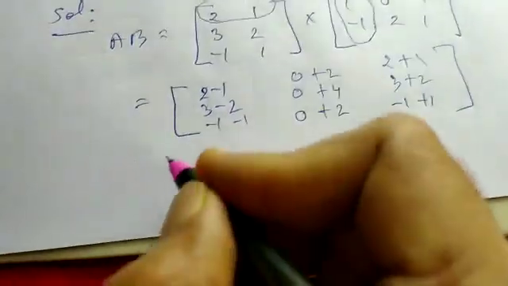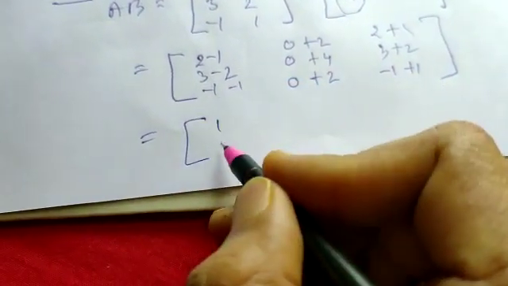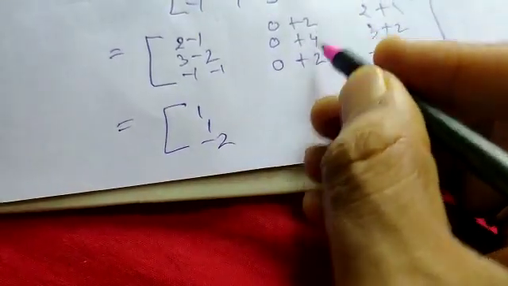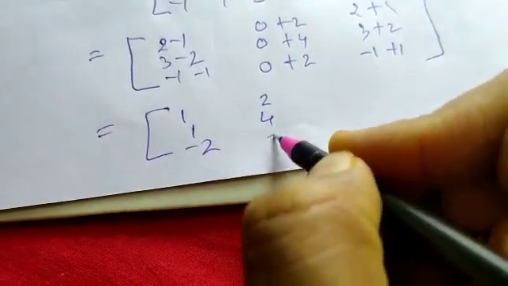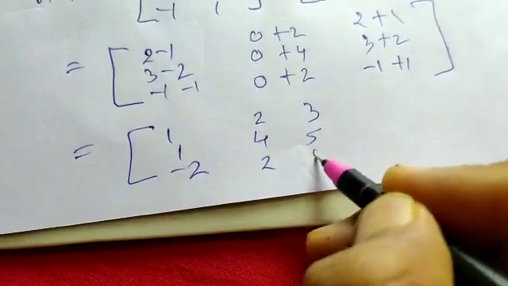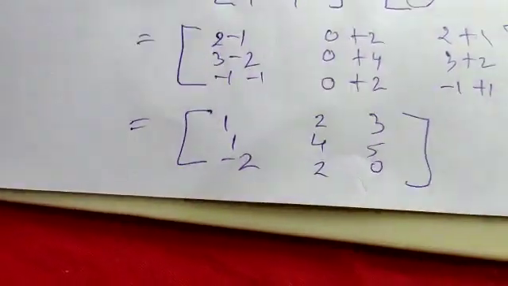Now we will do the calculation further. 2 minus 2 is 0, 3 minus 3 is 0, minus 1 minus 1 is minus 2. Here we will get 2, 4 and 2. The third column is 3, 5 and 0. So this is AB, A into B.